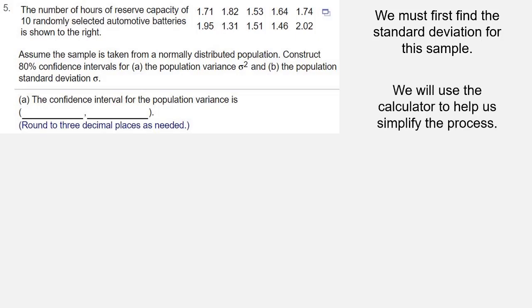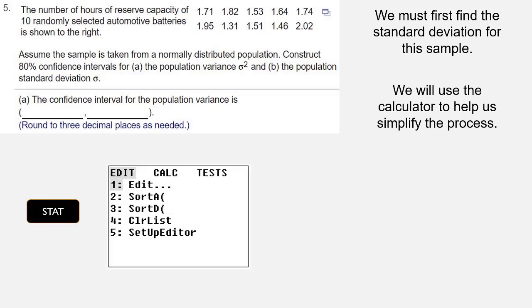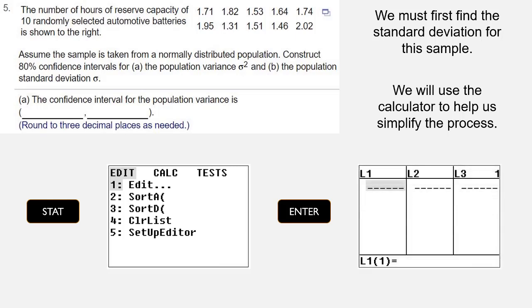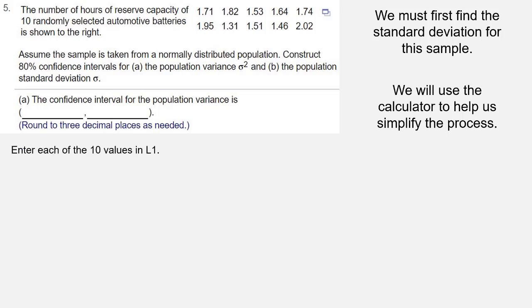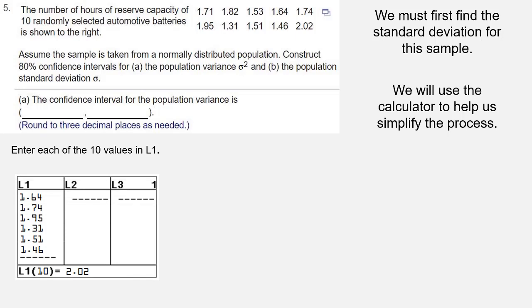So what we're going to do first is press the Stat button on our calculator. That's going to take us to the Stat screen. You'll notice that Edit is highlighted as your tab, and Edit is the first menu choice that is highlighted. If you go ahead and press Enter, that's going to take you to the Stat List Edit screen. And what we're going to do here is enter these 10 values in L1. So if you have values in L1 already, you need to clear those out before you begin this process. And so when you're all finished entering those values, it should look like this.